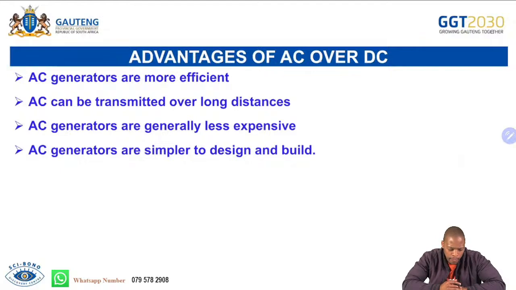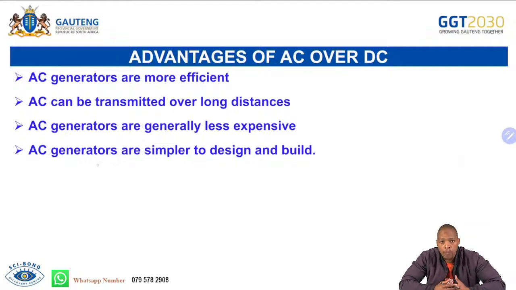And then again, AC generators are generally less expensive. They said that AC generators are less expensive than DC generators. And the last one that I have there is that AC generators are simpler to design and build. So those who designed generators find that it is simpler to design and build the AC generators than it is to design the DC generators. So those are some of the advantages of AC over DC, right?